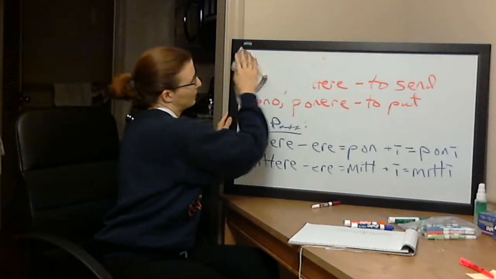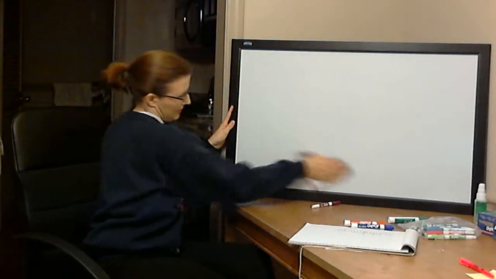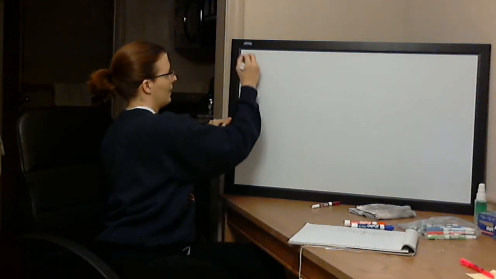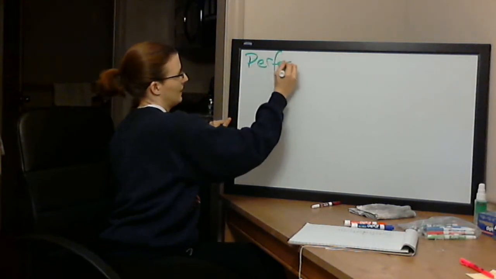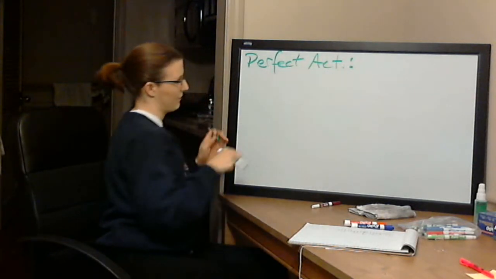So those are our present infinitives. We now need to look at our perfect infinitives. And we can have both perfect active and perfect passive infinitives. So we're going to start with perfect active infinitives.